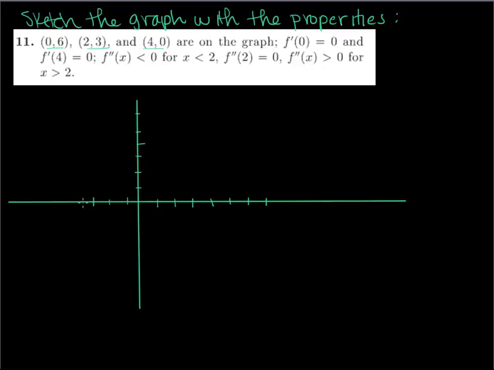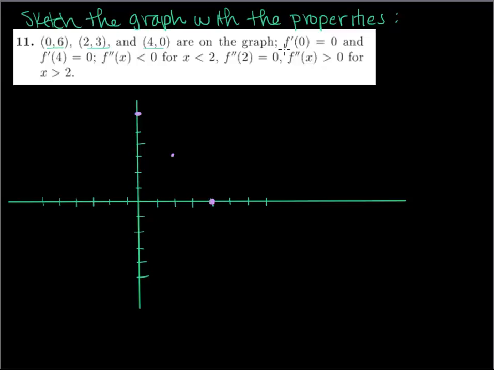I hate saying just algebra because a lot of times the hard part in calculus is the algebra, as you have probably seen when you do those definition of derivative problems. Okay, so here's what I know. I know that (0, 6) is on the graph. I know that (2, 3) is on the graph. And I know that (4, 0) is on the graph. This is all I know so far.